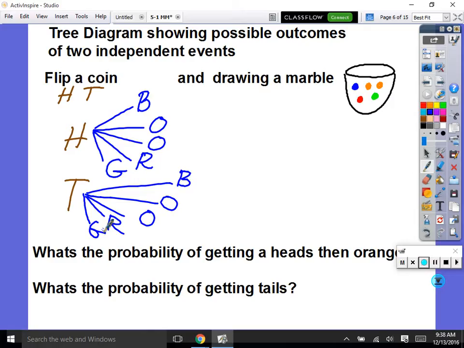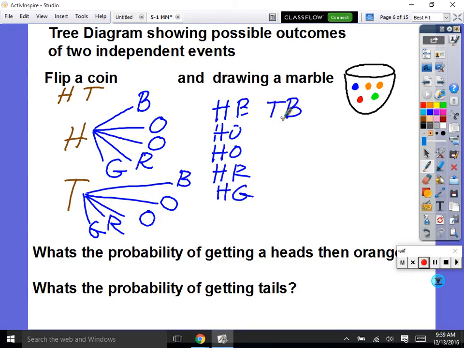So we could get heads then blue, correct? We could get heads then orange, heads then orange. We could get heads then red. Heads then green. These are the possible outcomes. So we could get a tails then blue. Tails then orange, tails then orange, tails then red. We could get a tails then green. So how many possible outcomes?